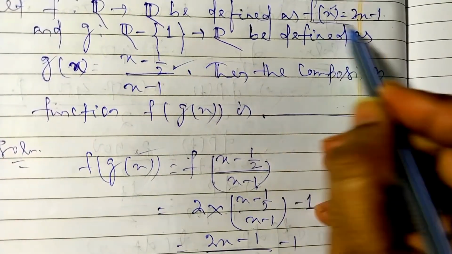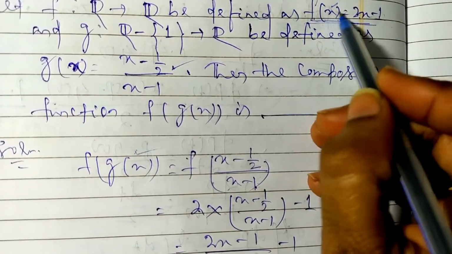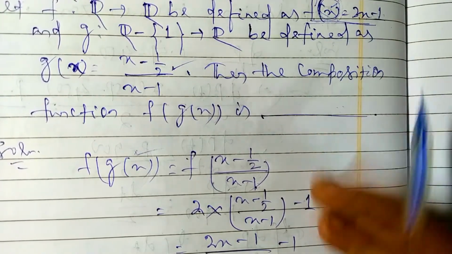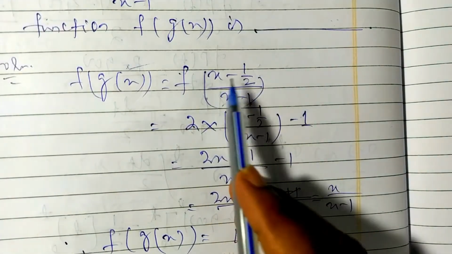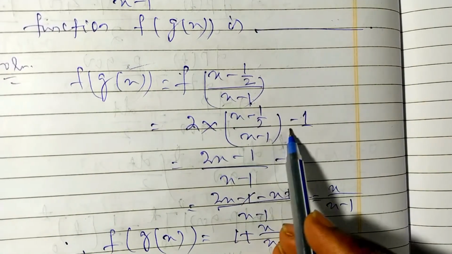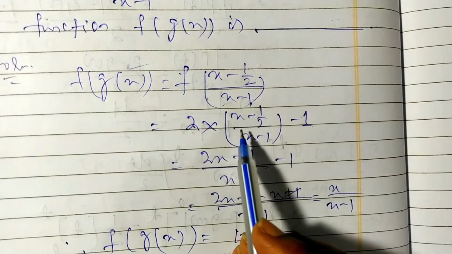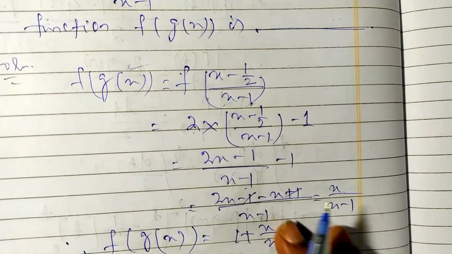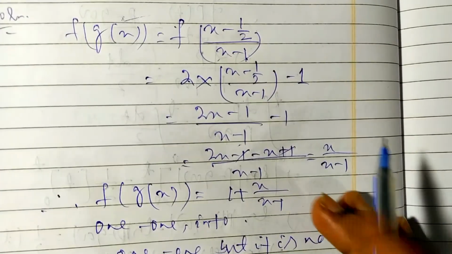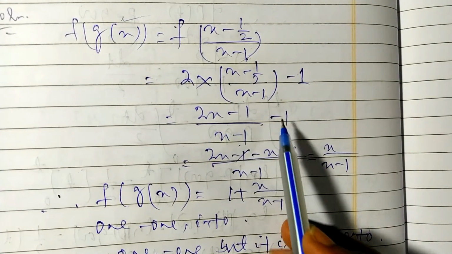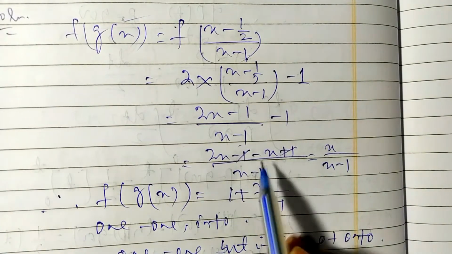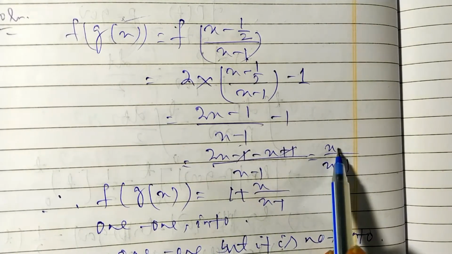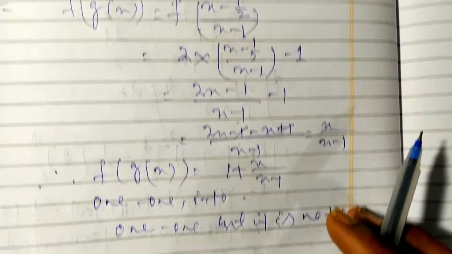What is the function f(x)? f(x) is defined as 2x - 1. Because in the function there is an x, we take 2 into x, so here we take 2 into (x - 1/2)/(x - 1), minus 1. When we multiply by 2, it becomes (2x - 1)/(x - 1) - 1. Then we take the LCM: it becomes 2x - 1 - x + 1. Minus 1 plus 1 cancel, and 2x - x is x, so x/(x - 1).